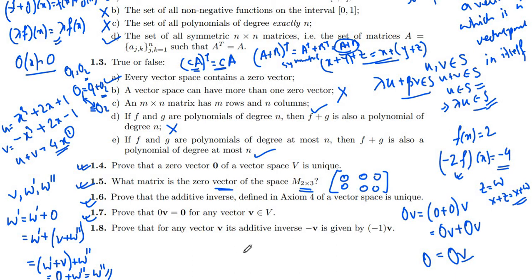For any vector v, its additive inverse minus v is given by minus 1 times v. So if you take any vector v and add the additive inverse minus v, what's the definition of an additive inverse? If you add that inverse to a particular vector, you should get 0. So for v, it's saying that if you add minus 1v, then you should get 0. Let's see whether we get 0 or not.